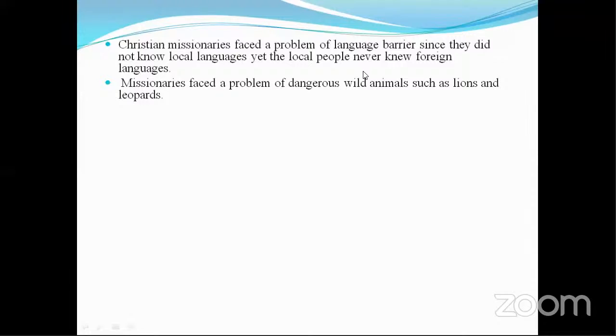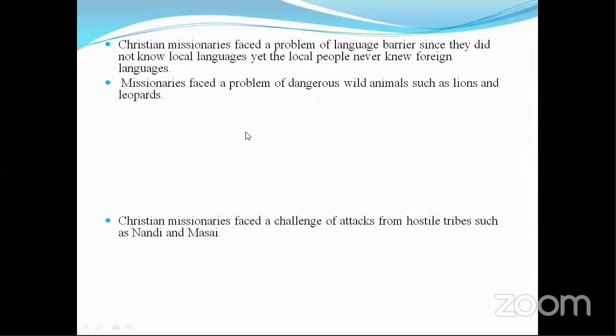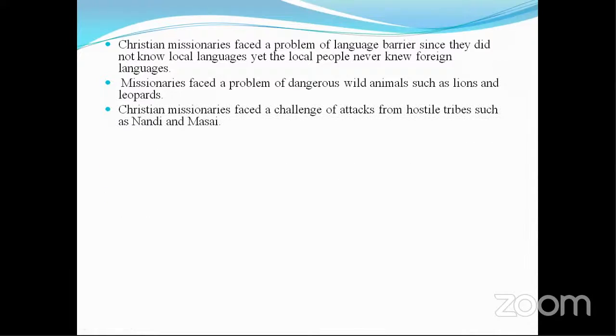So we have gone to another point here. That was dangerous wild animals, and these animals, of course, killed many of these missionaries. Okay, so we have moved over to this other point here, which is just coming. There it is. Okay, some people have raised their hands.